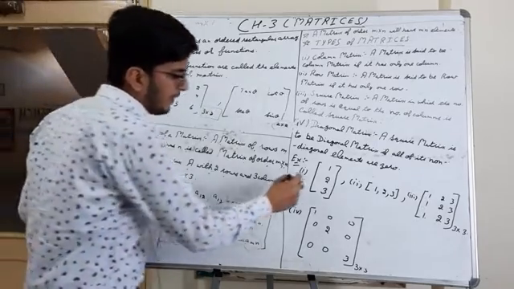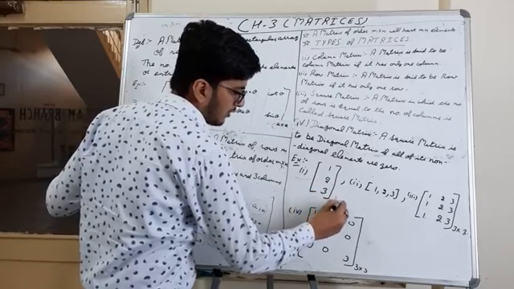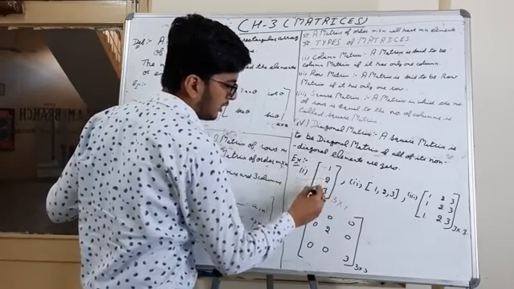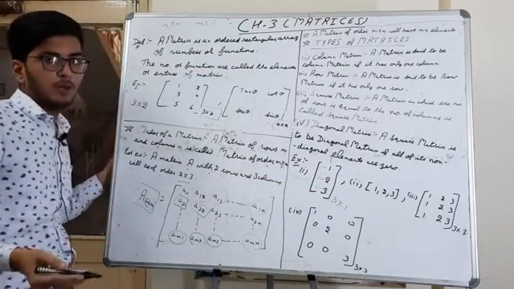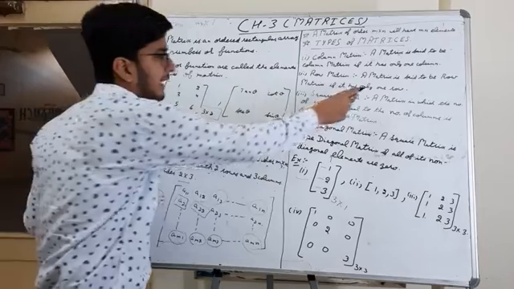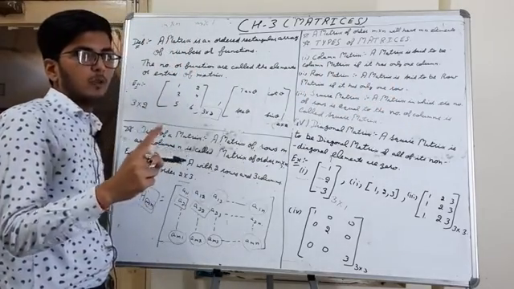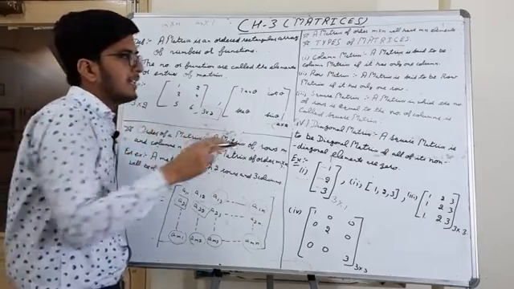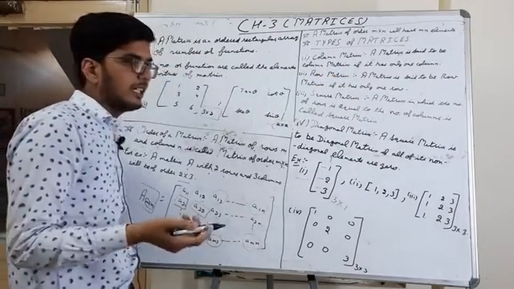One example is a matrix of order 3 cross 1. See, 1, 2, 3 rows and only one column. So this is an example of a column matrix. A matrix is said to be a column matrix if it has only one column, and its order will be of the type m cross 1. I think all of you are clear with this.